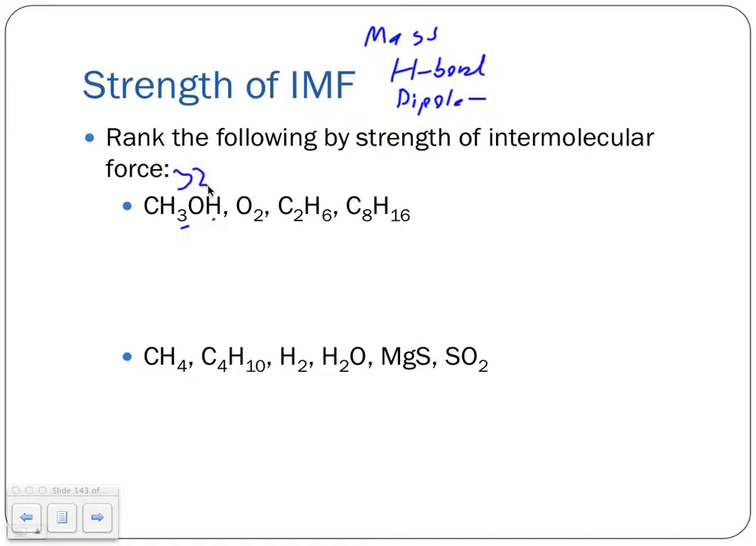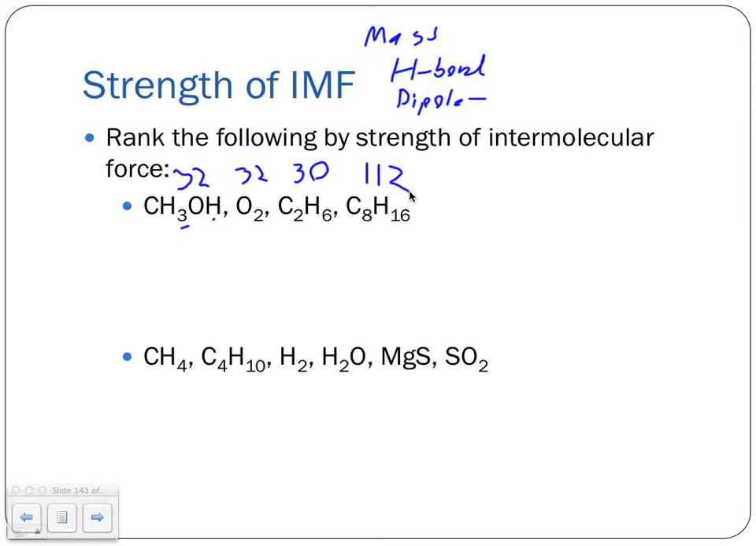O2 is 2 oxygens, so it's 2 16s, also 32. C2H6, so that's 2 times 12 plus 6 for hydrogen, gives you a mass of 30. And C8H16, so that's 8 times 12 for carbon plus 16 hydrogens, 16 times 1, is 112. All right, so first thing we're going to look at is size. So is there any one that is clearly the largest? And the answer is yes.